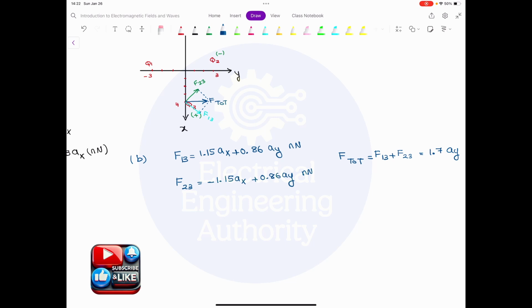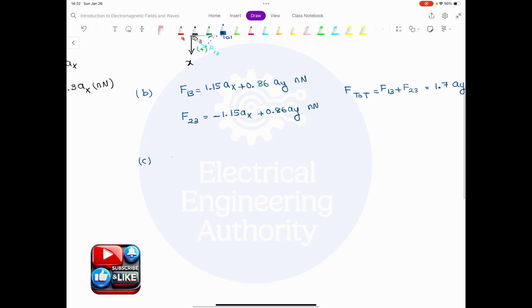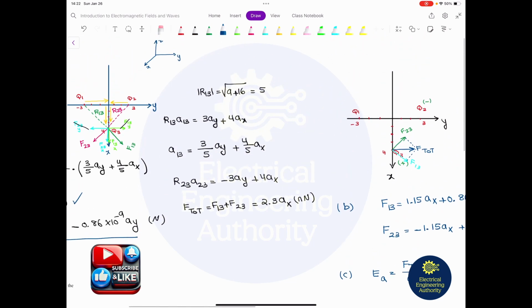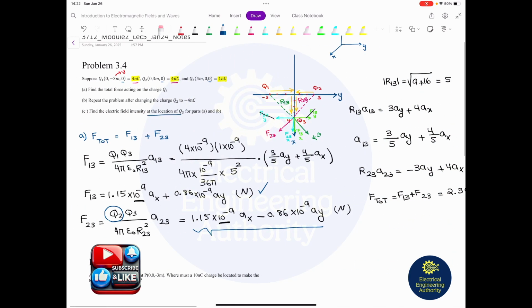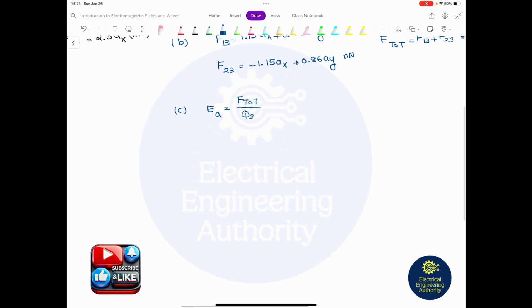Now, the last part of this question, part C, is asking for the electric field intensity at the location of Q3 for parts A and B. So for part C, we have E due to part A. That is the F total that we found in part A over Q3, because we are finding the electric field intensity at the location of Q3. So if you look at the question here, it says at the location of Q3, right? So then that would be F total over Q3.